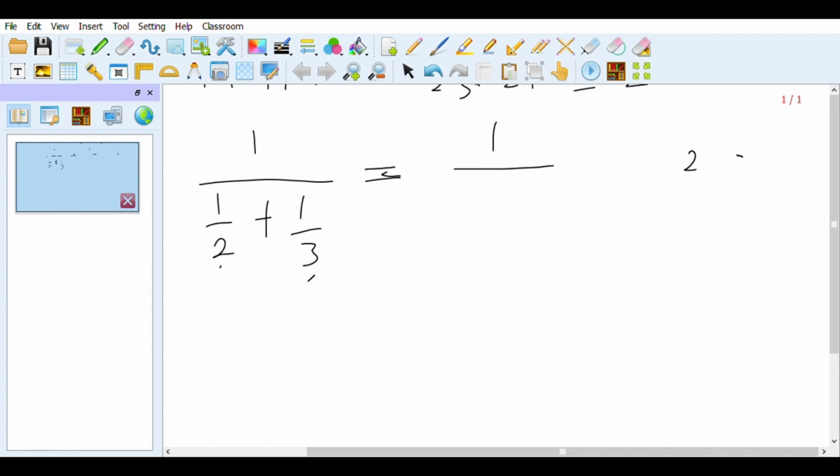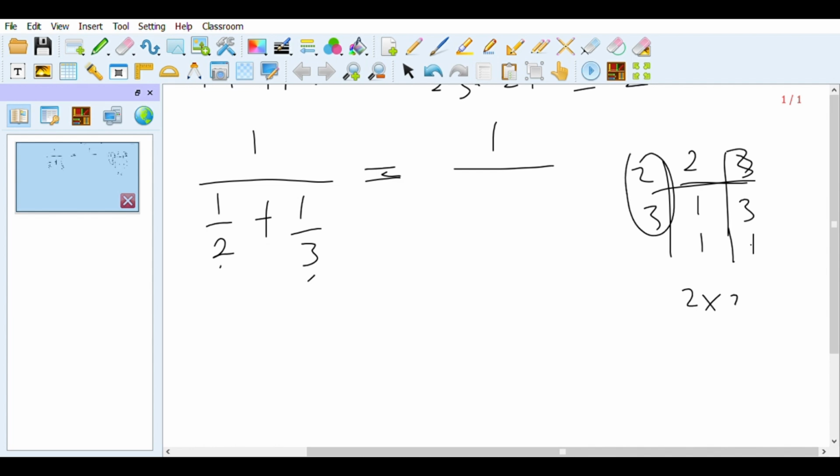LCM of 2 and 3. If we use 2 to divide, we have 1. We can't divide 3. We use 3 to divide, we have 1. And if 3 divides 3, we have 1. So LCM is 2 times 3, which is 6. So we're going to have the LCM of 2 and 3, 6.